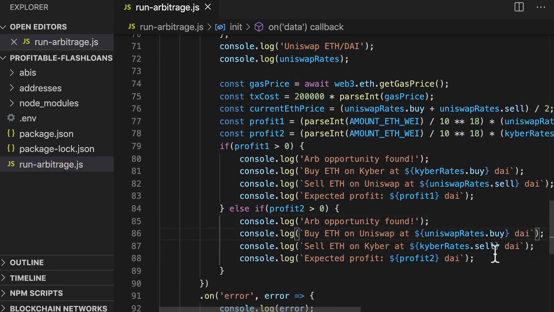Okay, we're done. So congratulations for following up to here. We have finished our monitoring script, and we are able to detect any arbitrage opportunities. So we're going to stop here, and in the next section we are going to write our flash loan smart contract.